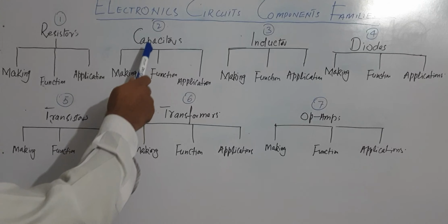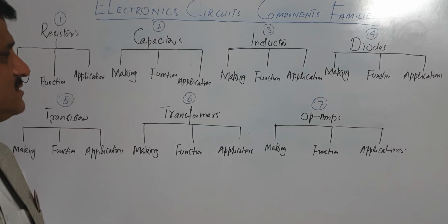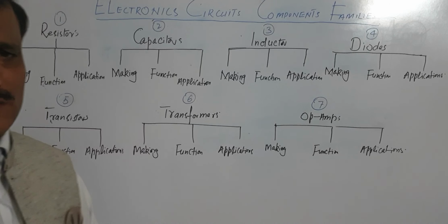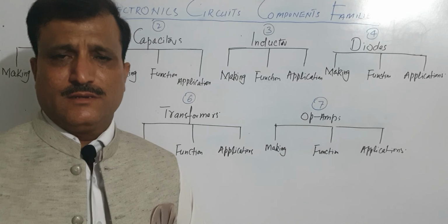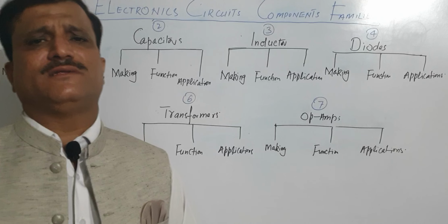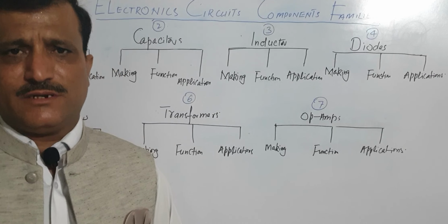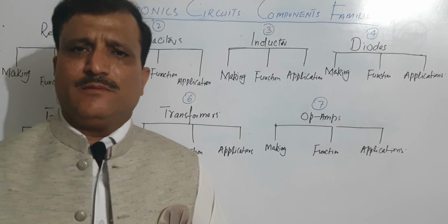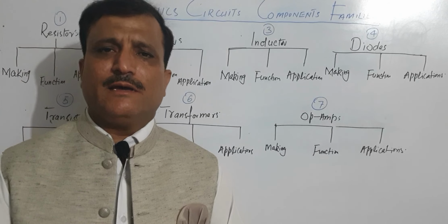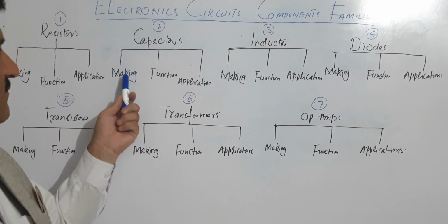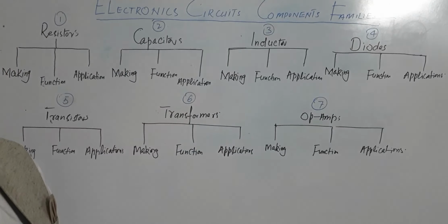Next, if we talk about the capacitor, what is the making of the capacitor? In the capacitor, we basically take two plates. They might be metal plates, or some other material, and when we put some dielectric material in between the two plates, we can make the capacitors. And the making of the capacitor is this simple a process.